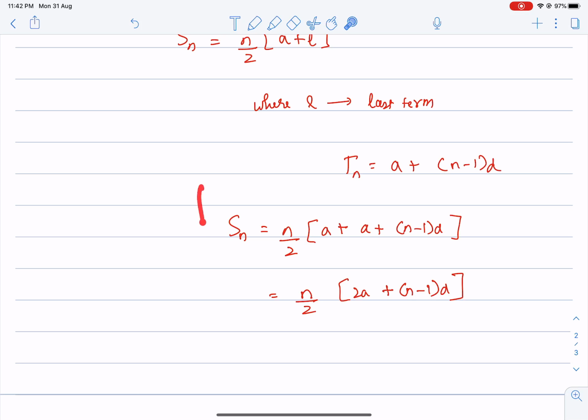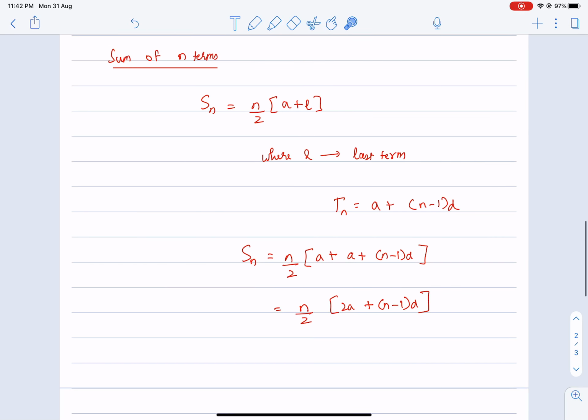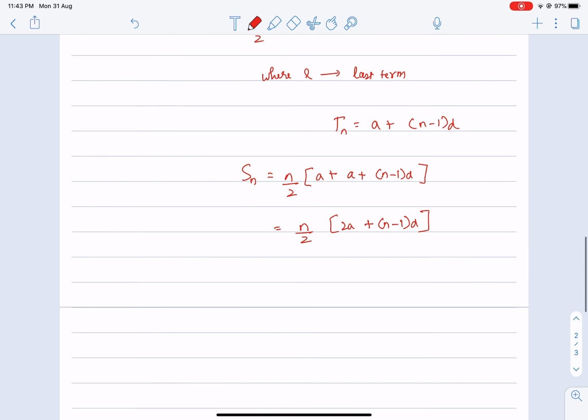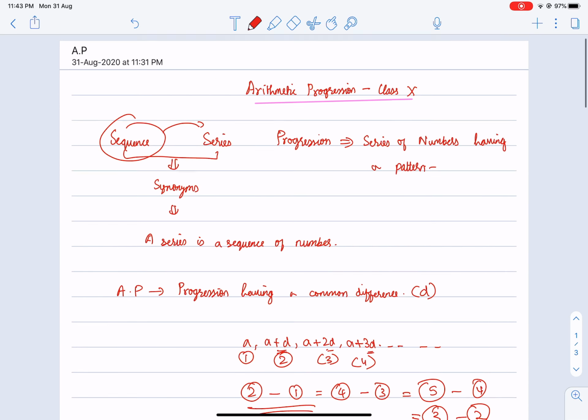Copy this down. It is not very hard, just a bit of effort. Copy it down. Okay, so we'll stop now and we'll continue in the next class. Thank you.